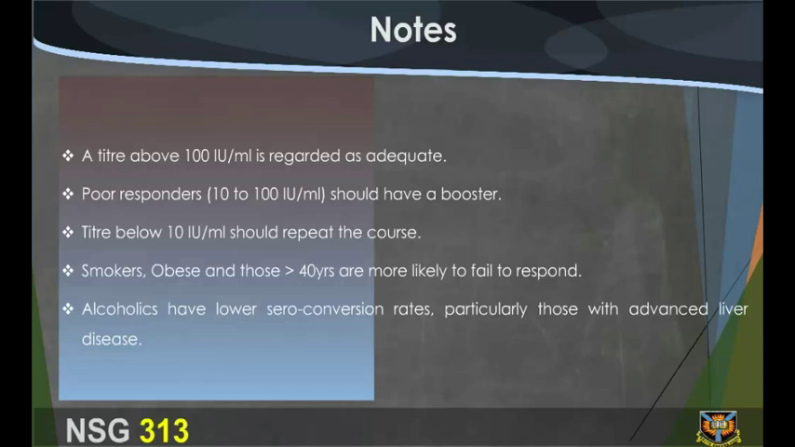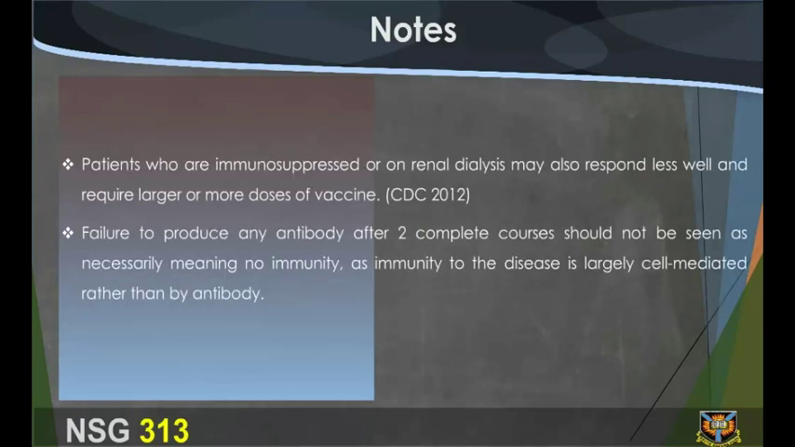Poor responders, 10 to 100 IU, should have a booster. A titer below 10 should repeat the course. Smokers, the obese, and those above 40 years are more likely to fail to respond. Alcoholics have lower seroconversion rates, particularly those with advanced liver diseases. Patients who are immunosuppressed or on renal dialysis may also respond less well and require larger or more doses of vaccine.